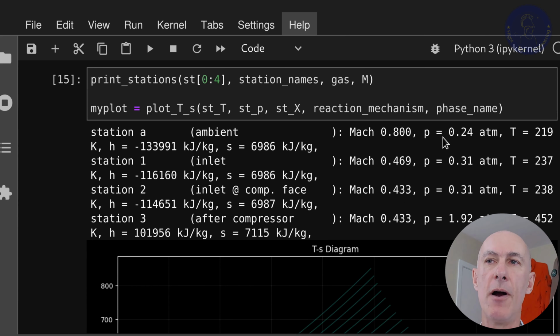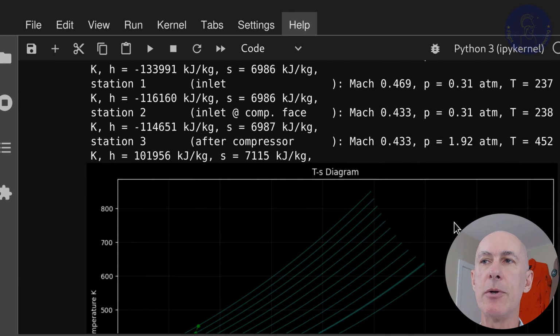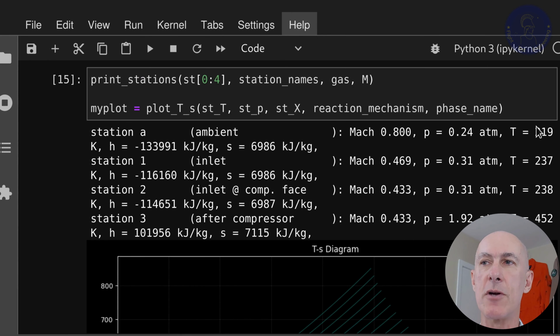The interesting values here are that we go from our pressure at station A. Remember, we're flying at 35,000 feet. So we had our pressure at 0.24 atmospheres. And now at the exit of our compressor, we are almost at 2 bar, 1.92 atmospheres. Notice that the Mach number didn't change. We're not messing with the Mach number here. We're just assuming it's the same. But the temperature also rises a lot. So we started at 200 Kelvin and we're now at 452 Kelvin.